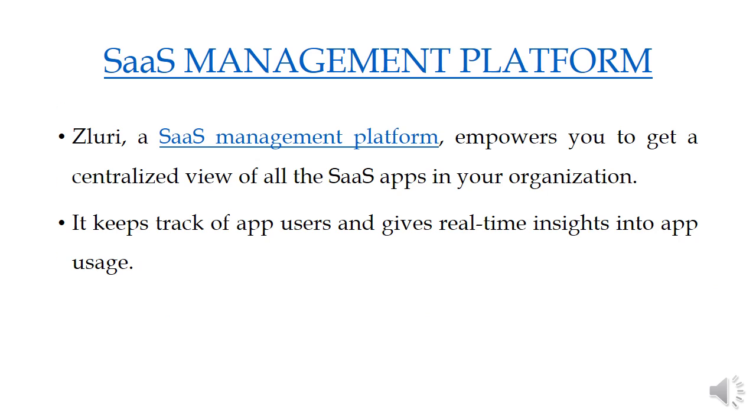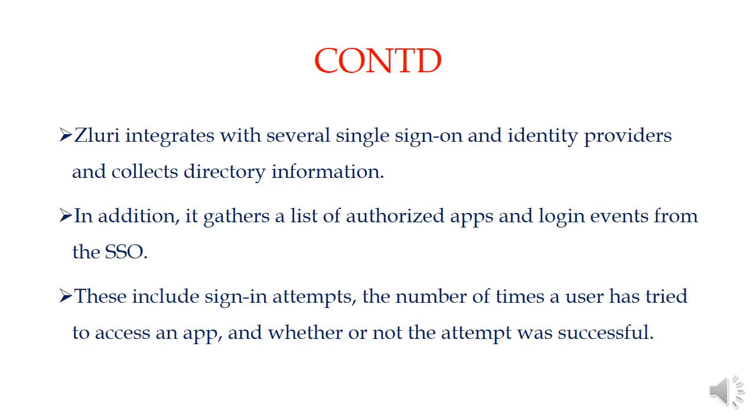SaaS management platform Zluri empowers you to get a centralized view of the SaaS apps in yours. It keeps track of app users and gives real-time insight into the apps. Zluri integrates with several single sign-on providers. It gathers a list of authorized apps and login events from the SSO.